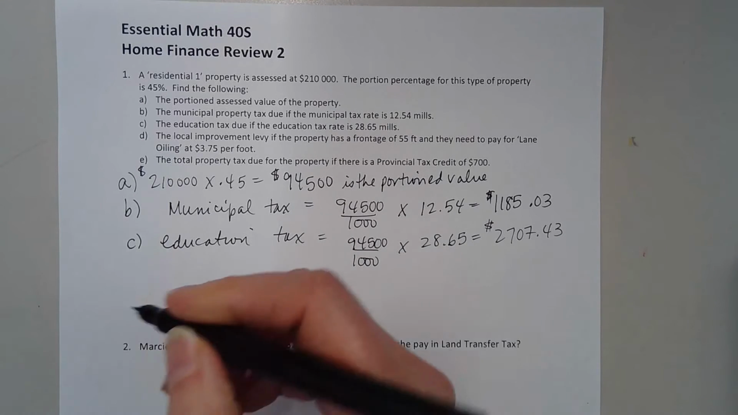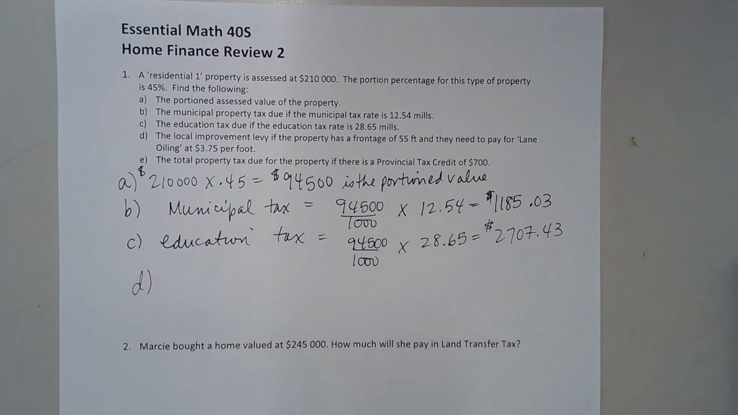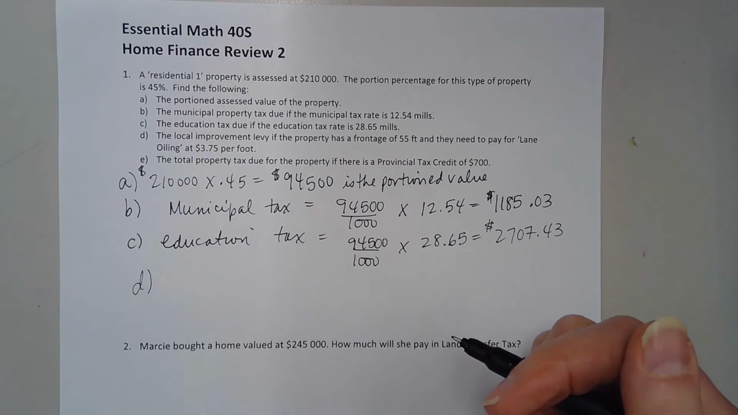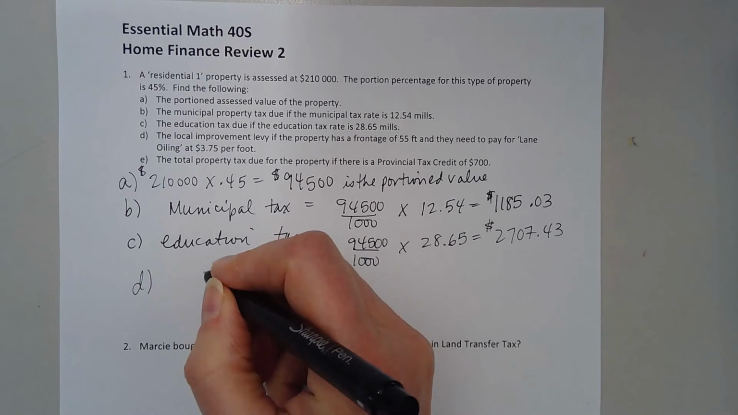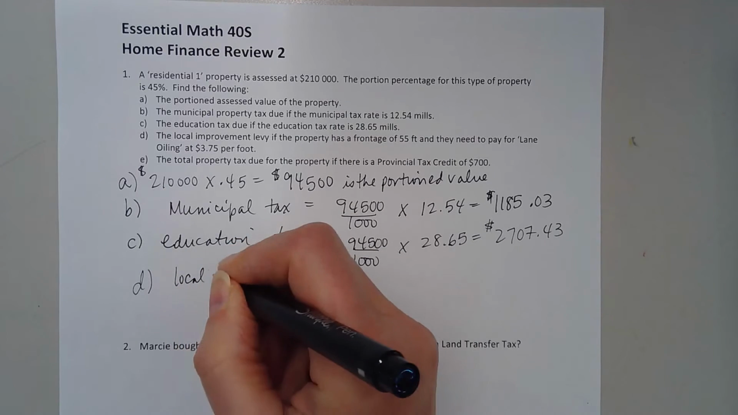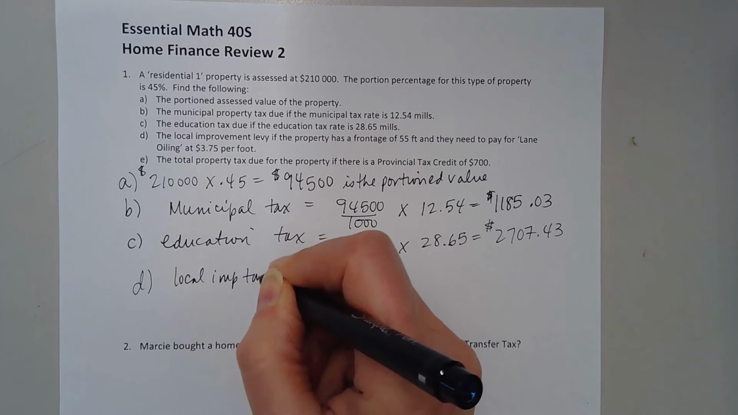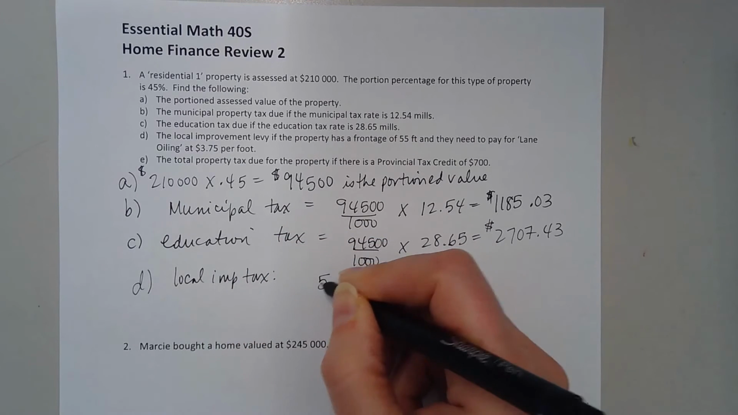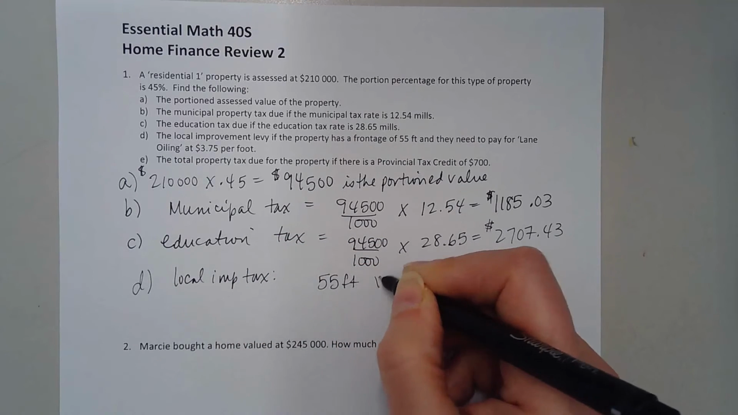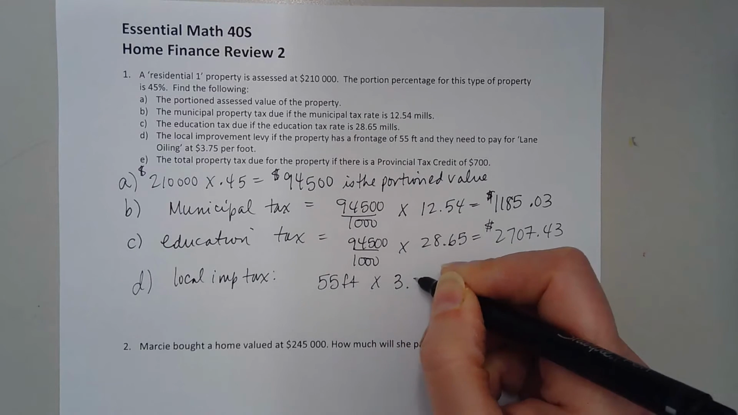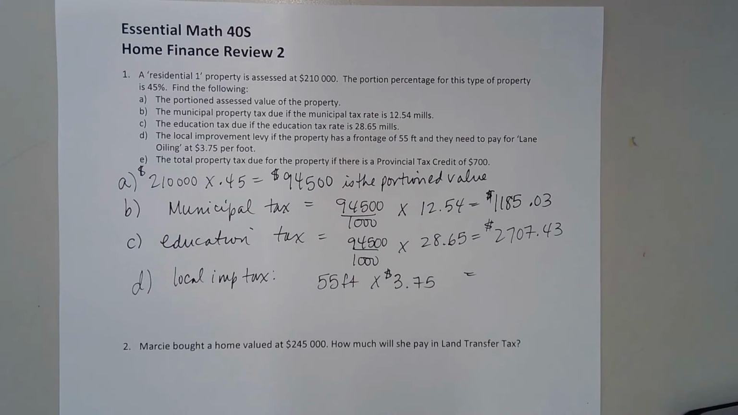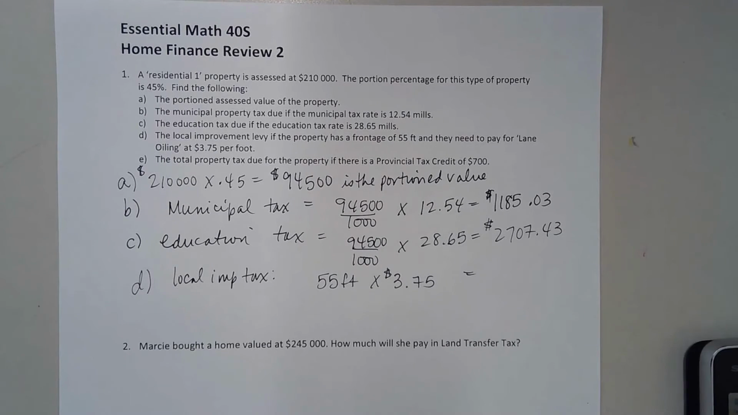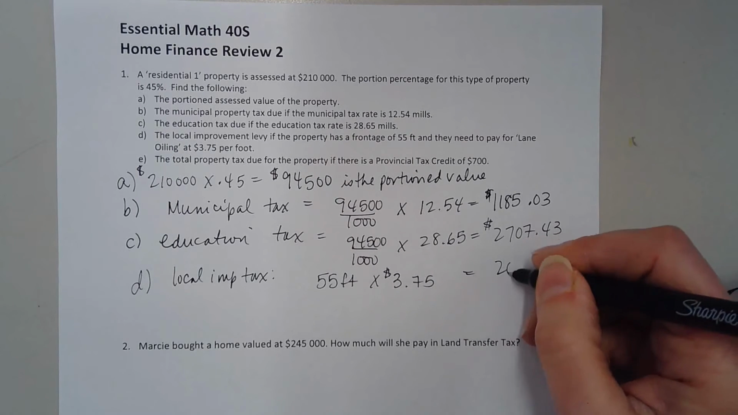Okay, D, the local improvement. There, she does have to pay $375 a foot, and she has 55 feet of frontage. So local improvement, I have 55 feet being multiplied by $375 per foot. Yeah, $206.25.